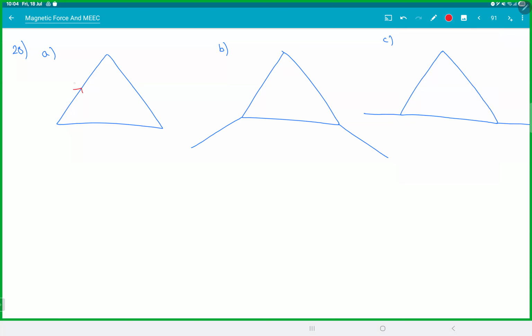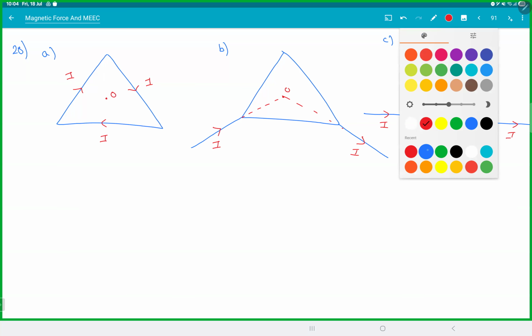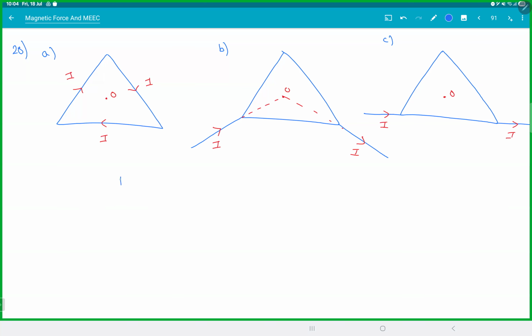So in the first case, the current I is going in the equilateral triangle. It is just going in the loop. In this case, the current is going and coming out from here. In this case, current enters and current leaves from here. O is the centroid. Equilateral triangles, side A. Find the magnetic field at the centroid. Magnitude and direction.